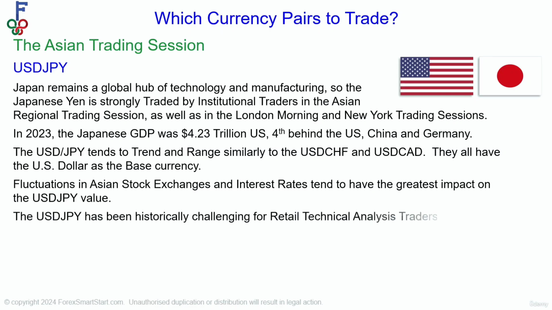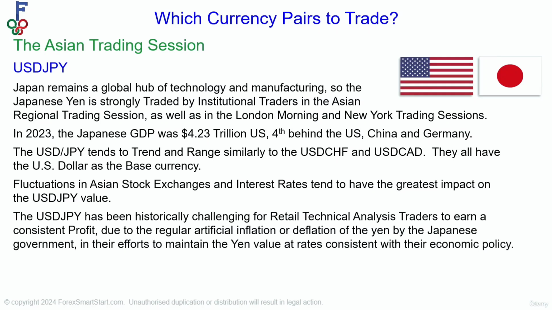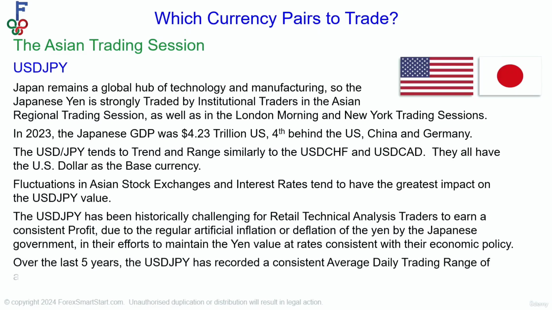The USD JPY has been historically challenging for retail technical analysis traders to earn a consistent profit due to the regular artificial inflation or deflation of the yen by the Japanese government in their efforts to maintain the yen value at rates consistent with their economic policy. Over the last 5 years, the USD JPY has recorded a consistent average daily trading range of approximately 62.5 pips.